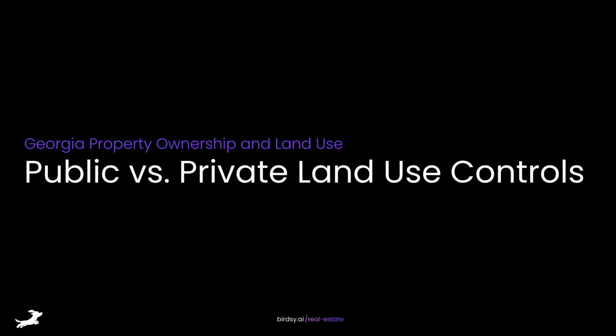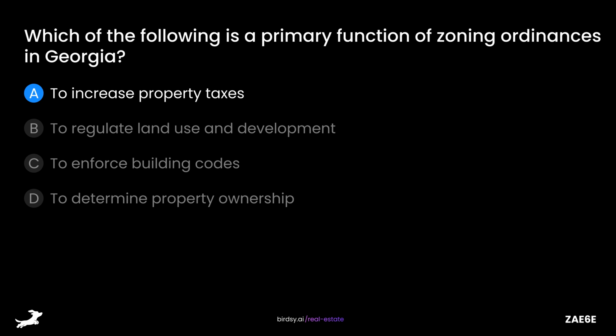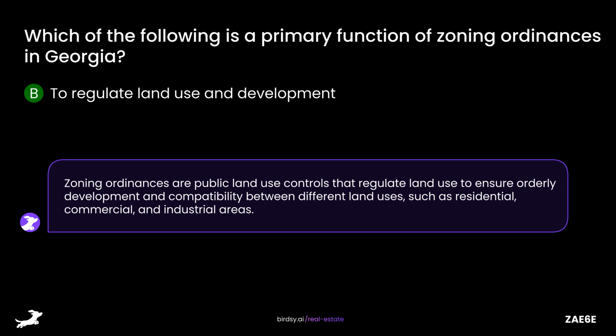Public versus private land use controls. Which of the following is a primary function of zoning ordinances in Georgia? Is it A, to increase property taxes, B, to regulate land use and development, C, to enforce building codes, or D, to determine property ownership? The answer is B, to regulate land use and development. Zoning ordinances are public land use controls that regulate land use to ensure orderly development and compatibility between different land uses, such as residential, commercial, and industrial areas.